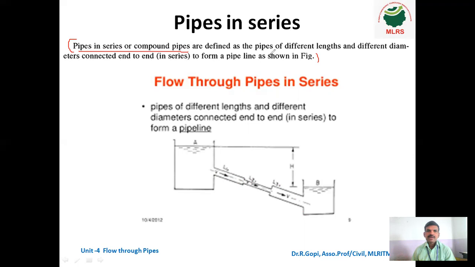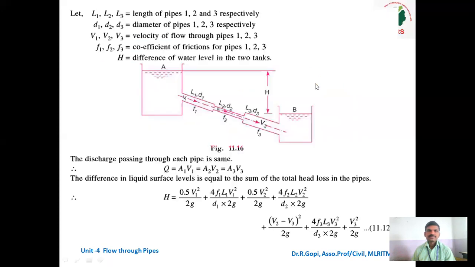They are defined as pipes of different lengths and different diameters connected end to end in series to form a pipeline, as shown in the figure. This is called pipes in series. So how do we solve this type of problem? Let us consider two water tanks, one is A and another one is B.